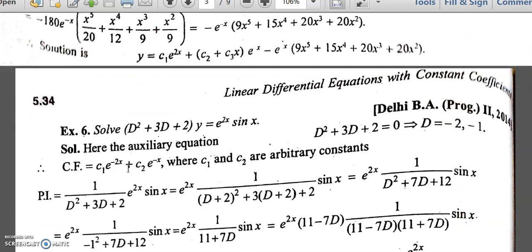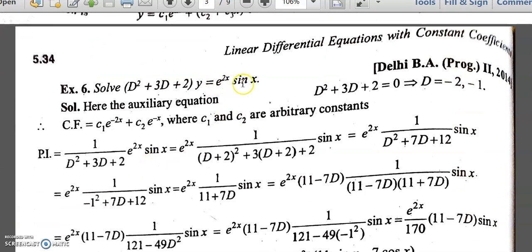Okay, see here, e to the power 2x sin x, right? So e to the power 2x comes out, D replaced by D plus 2, so this is basically D square plus 7D plus 12. So now, as you note, D square replaced by minus 1 square, plus 7D plus 12, that is 11 plus 7D.